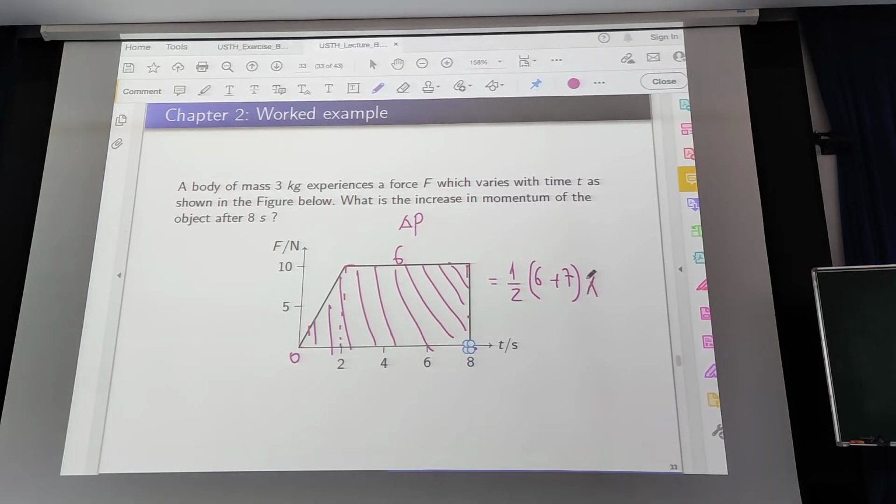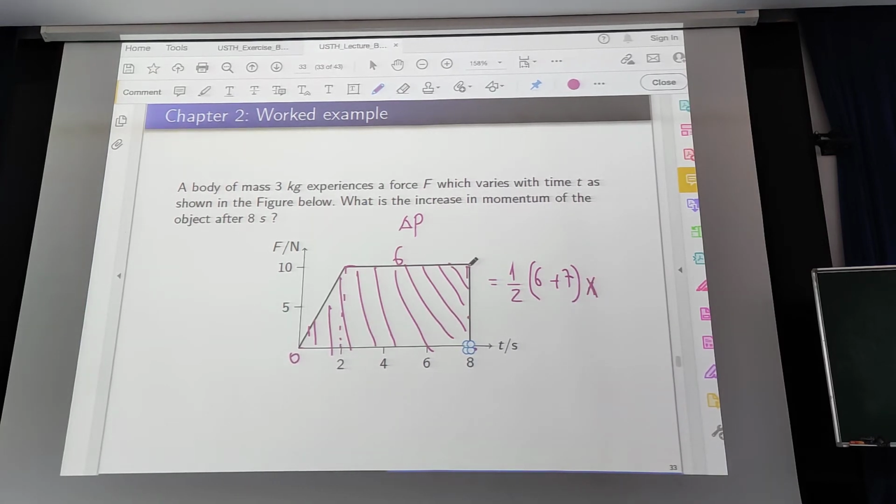Teacher, 8 is not 7. No, this is 10. But that's not 7, it's 8. Sorry. Thank you. I confused. 8. Thank you. So this one equals 70. What is the unit? Kilogram meter per second. Very good. Very easy, right?